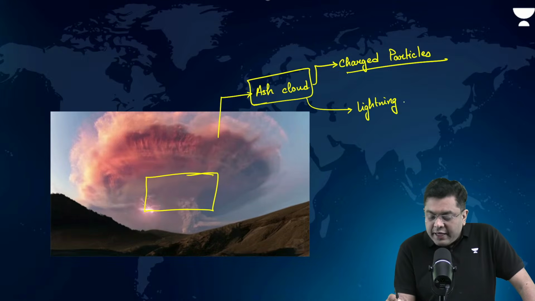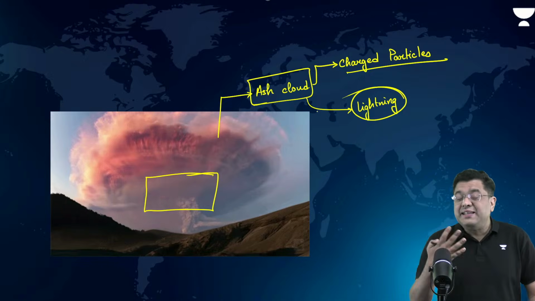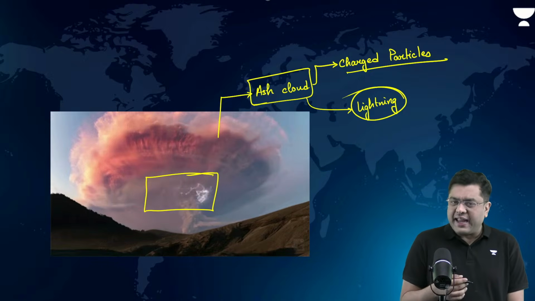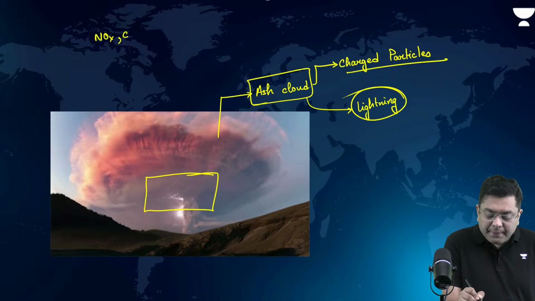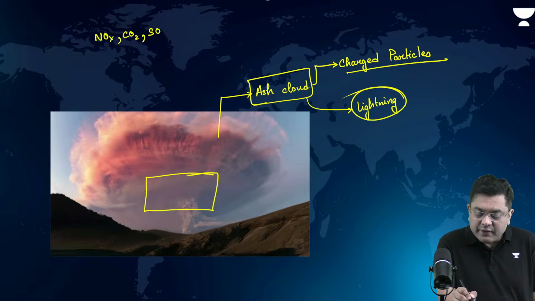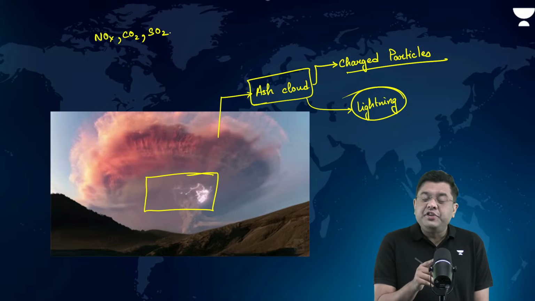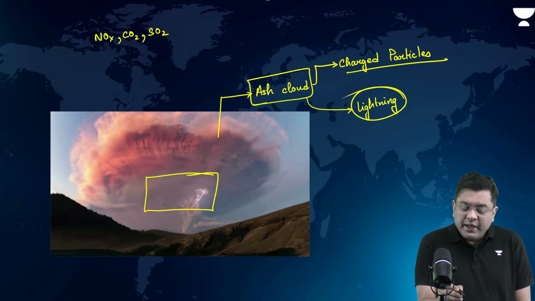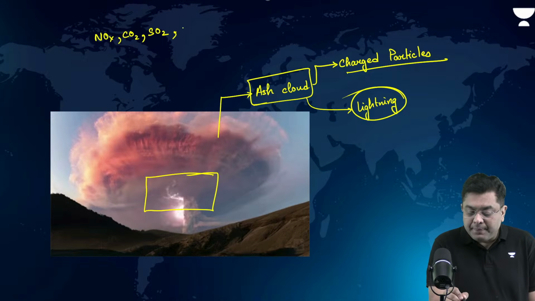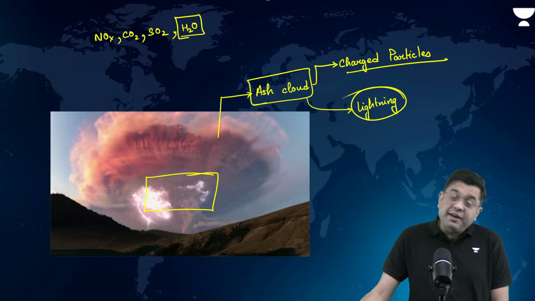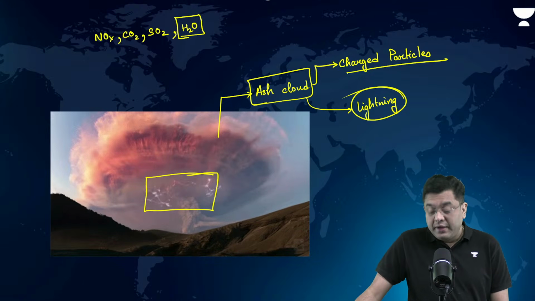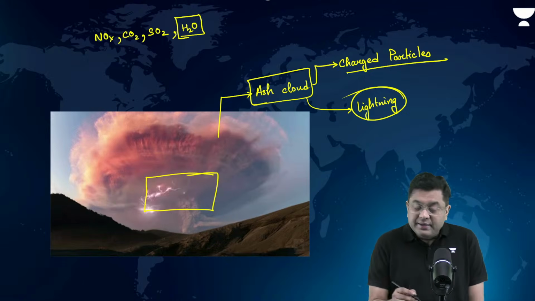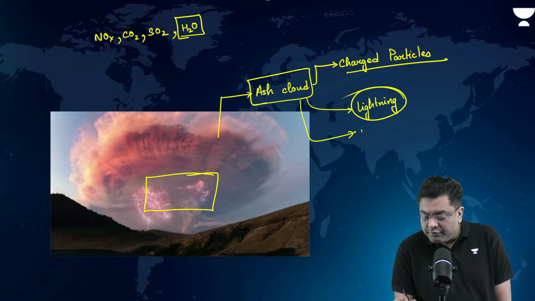They will also bring rainfall, obviously, because amongst the gases which are released by the volcano, which are the gases? The gases are nitrogen oxides, carbon dioxide, sulfur dioxide. But one gas which is released in majority amount is actually water vapor. This is released in large quantum. In every volcanic eruption, water vapor is one of the most dominant gases released. So that is why this ash cloud brings rainfall.